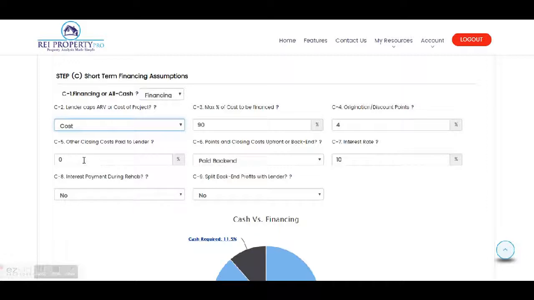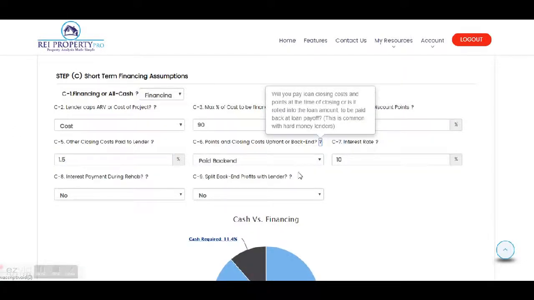For other closing costs, this section is calculated as a percentage. With all banks and lenders, there will always be other closing costs associated with your loan. For example, underwriting or processing, recording fees, etc. For some of the small to medium-sized loans, I would usually estimate approximately 2%. For some of the larger loans, I would estimate about 1%. So let's go in the middle at 1.5%.